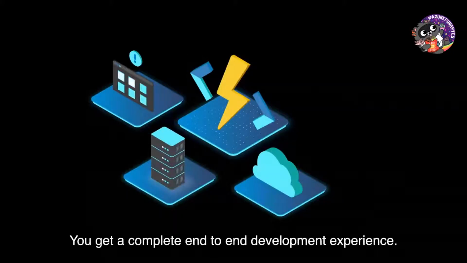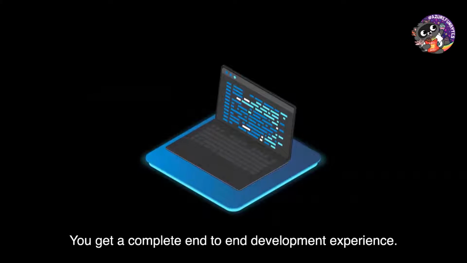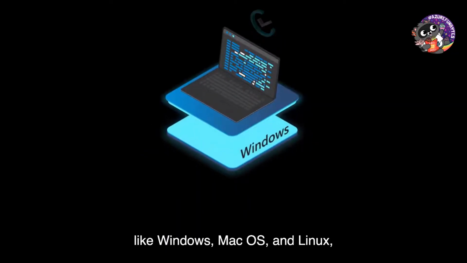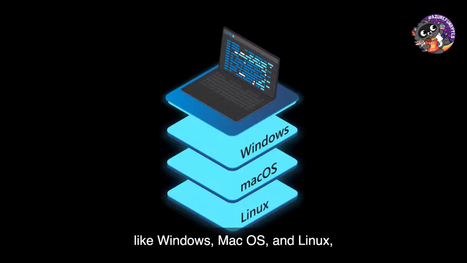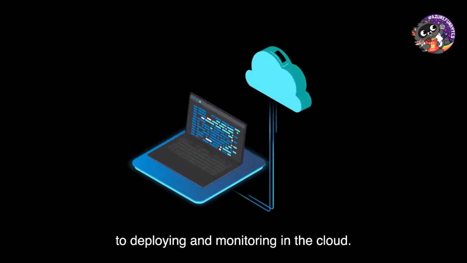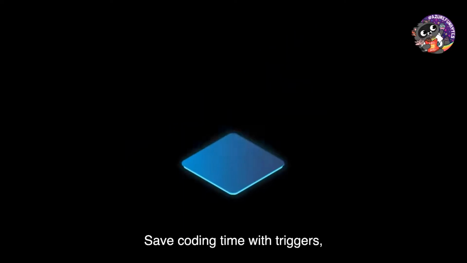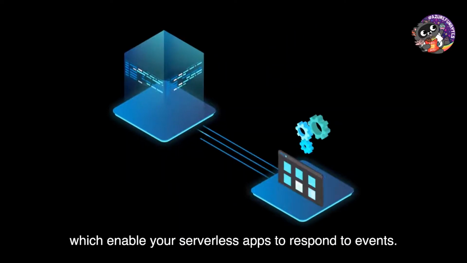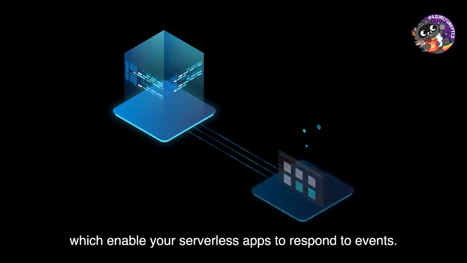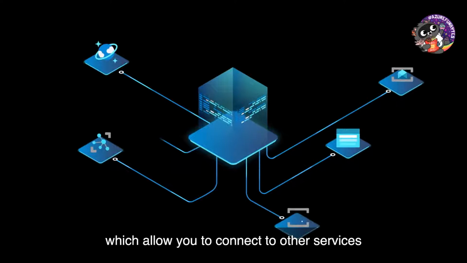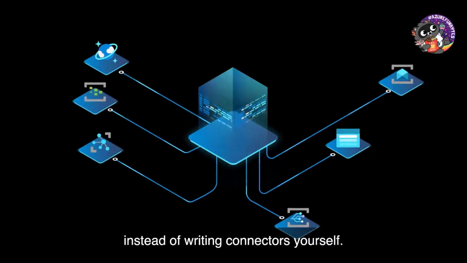You get a complete end-to-end development experience, from building and debugging locally on major platforms like Windows, macOS, and Linux, to deploying and monitoring in the cloud. Yet you only pay for what you use. Save coding time with triggers, which enable your serverless apps to respond to events. Really speed things up with bindings, which allow you to connect to other services instead of writing connectors yourself.